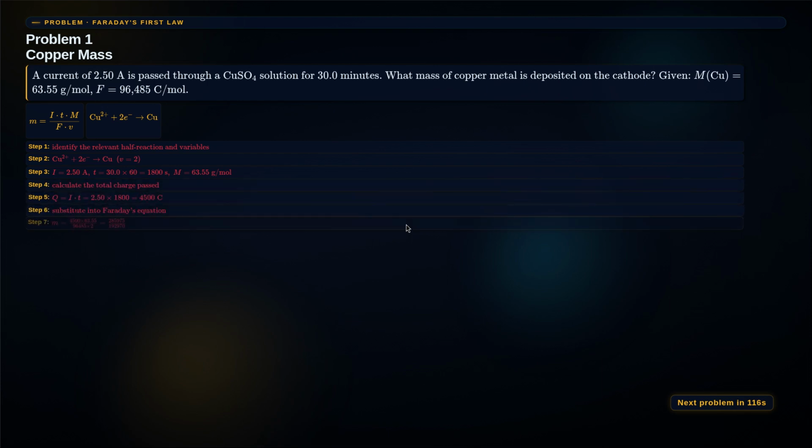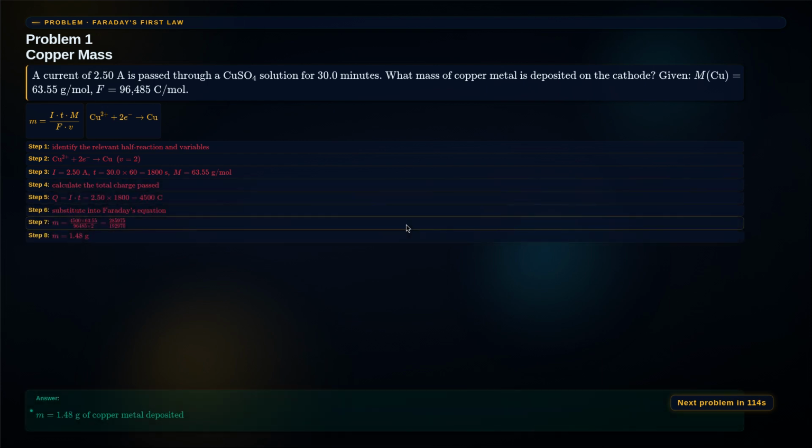Now we work through problem 1. A current of 2.50 amperes is passed through a copper sulfate solution for 30.0 minutes. What mass of copper metal is deposited on the cathode? Given that the molar mass of copper is 63.55 grams per mole and the Faraday constant is 96,485 coulombs per mole.